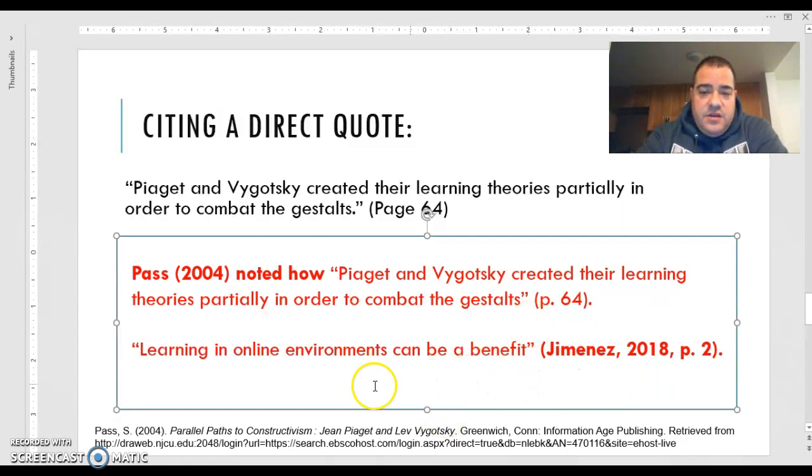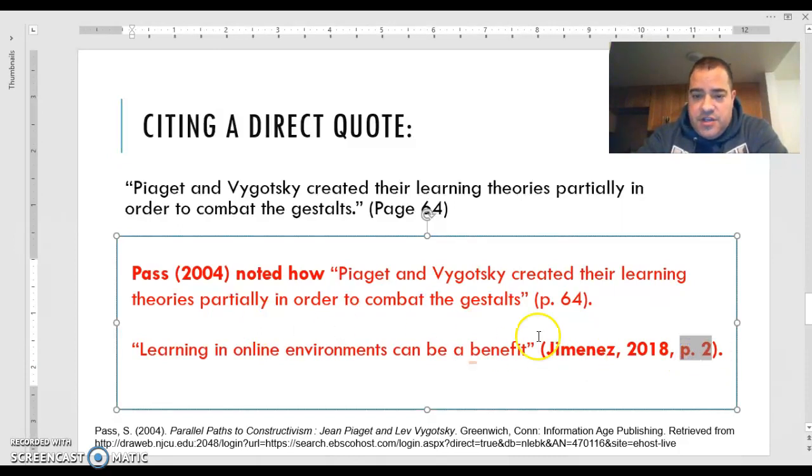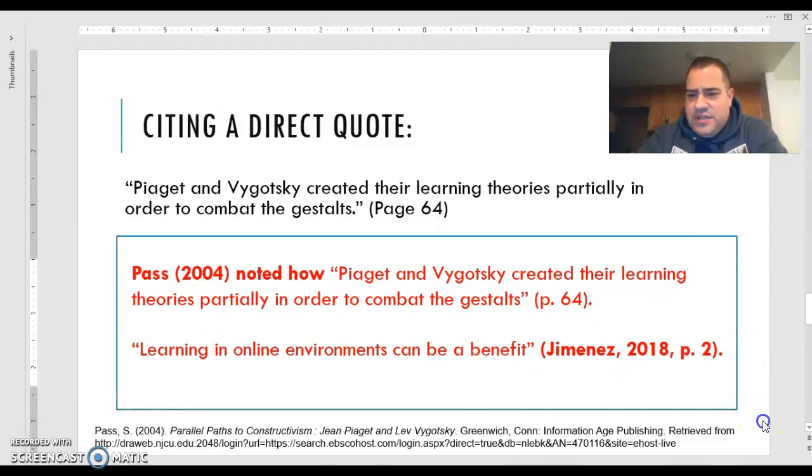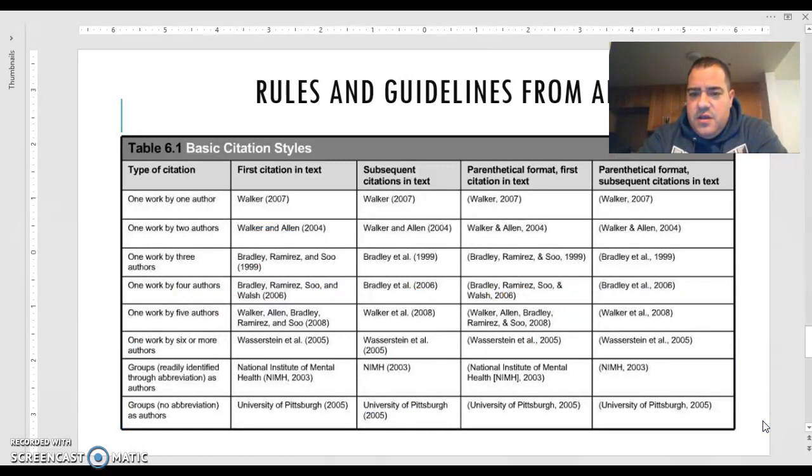So again, if you're doing direct quotes, your sentence is in quotes followed by your citation with the page number. And we're including the page number because we have quotes. It's a direct quote, therefore page numbers must be included. Hopefully that makes a whole lot of sense. Again, read the APA book, folks. There is this wonderful, beautiful little chart that explains to you your basic citations.